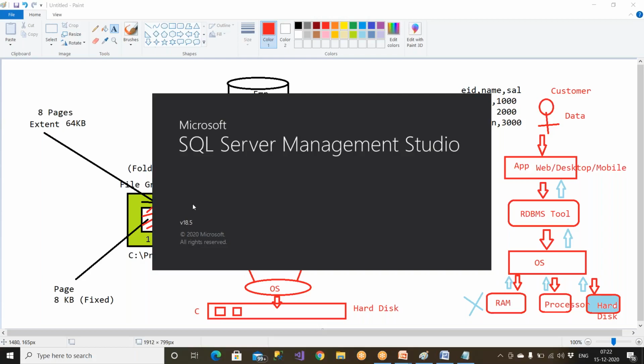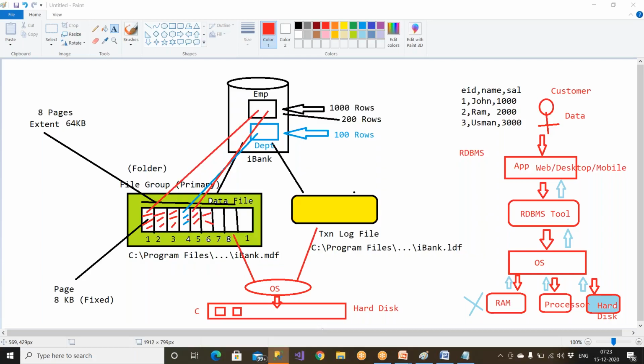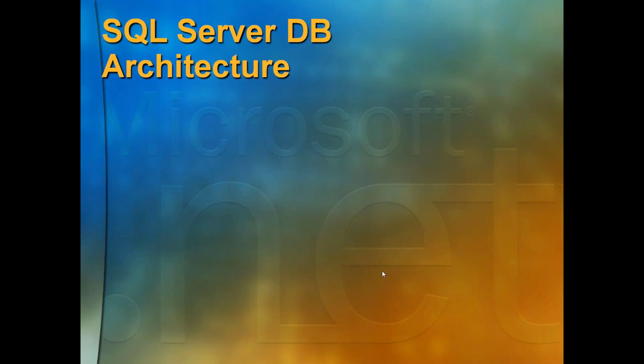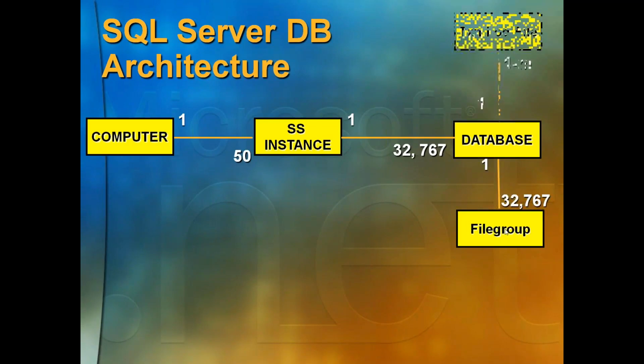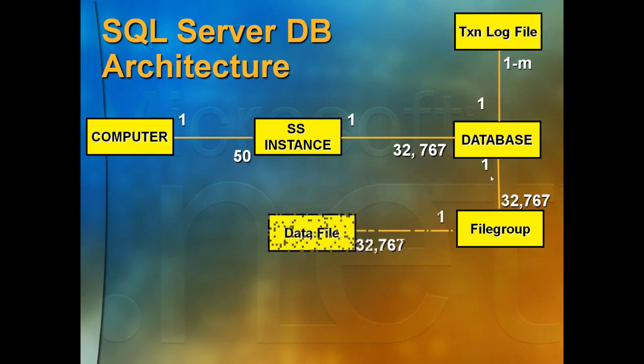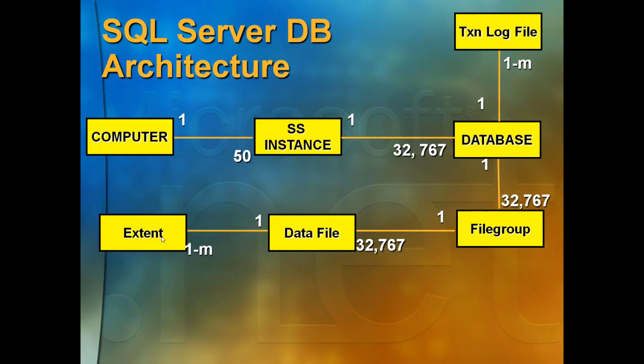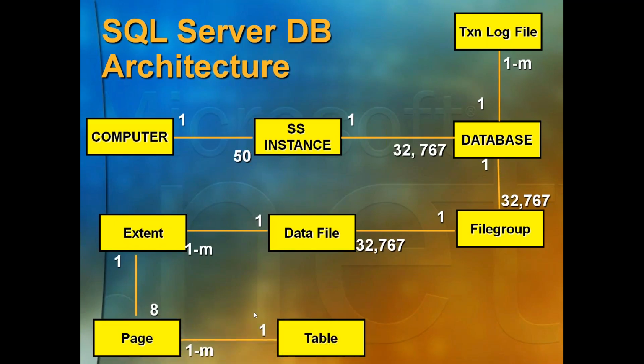I wanted to show you all these files: transaction log file, data file, primary file groups, all of them. So this is what we have discussed. Clear? Whenever you create a database, by default one file group, one transaction log file, and one data file will be available. One data file will have one or more extents, and one extent will have 8 pages. One table's data is occupied in one or more pages, right?